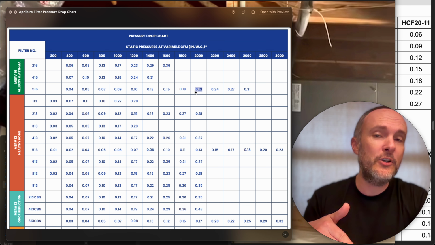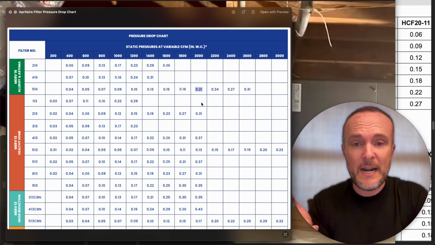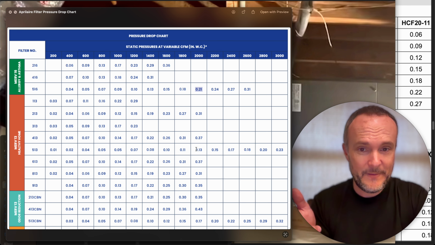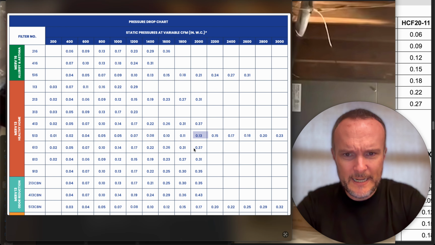we can get a pressure drop of 0.21. That's not beautiful, but that's really good. If we ran a MERV 13 through it, we could get a pressure drop of 0.13. And here's something that's really interesting that I think is worth looking at.